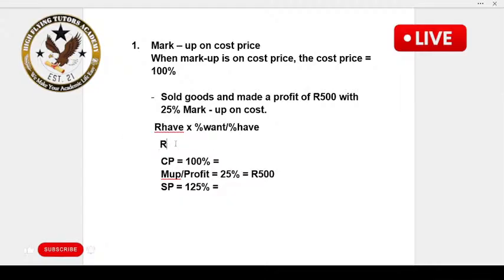So you must say 500, which is the rent value you have, multiply by what you want. Let's say you want to calculate the cost: 100, divided by the percentage of the 500 that you have, which is 25. Divide by 25. How much are you getting right there as your cost price? Quickly give me the amount. Do the calculations and give me the answer.